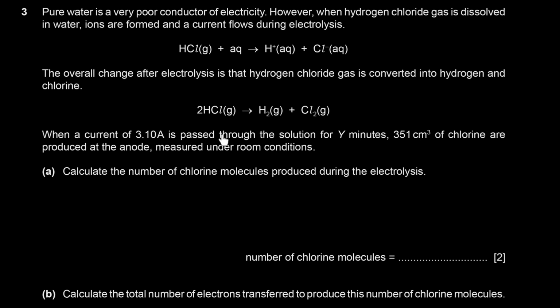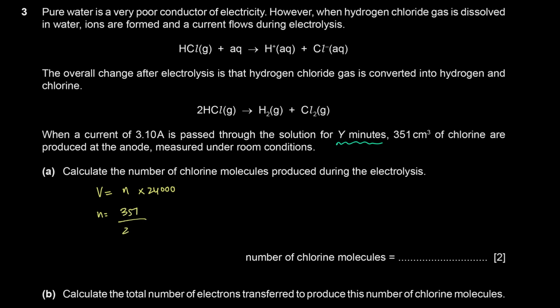When a current of 3.10 amperes is passed through the solution for Y minutes, okay, we don't know the time, 351 cm³ of chlorine are produced at the anode. Calculate the number of chlorine molecules present during the electrolysis. So first of all, let's calculate the number of moles. For any gas, we know that the volume in cm³ is the number of moles times 24,000. Or you can convert this to dm³ and say number of moles times 24, right? Same thing. So the number of moles is simply the volume divided by 24,000.